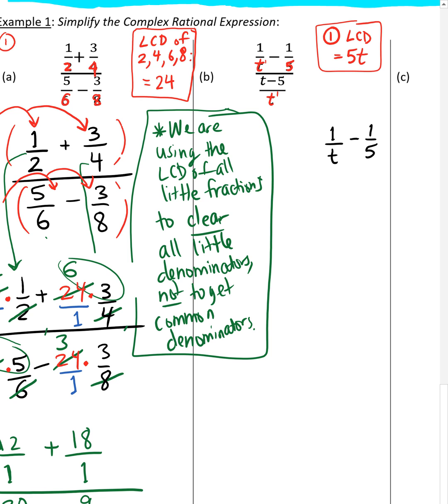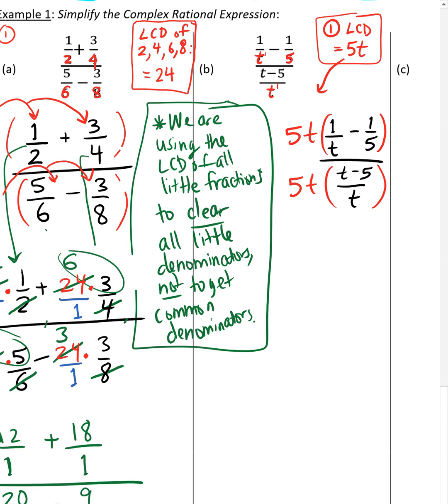And then, okay, the next step is you're going to take the whole big numerator, this 1 over t minus 1 over 5, multiply it by that LCD, and then take the whole denominator and multiply it by the LCD. So I'm taking the least common denominator, 5t, multiplying it by the whole big numerator, and multiplying it by the whole big denominator. And then once we simplify it, it should work out really nicely.